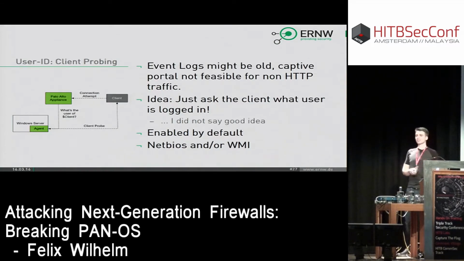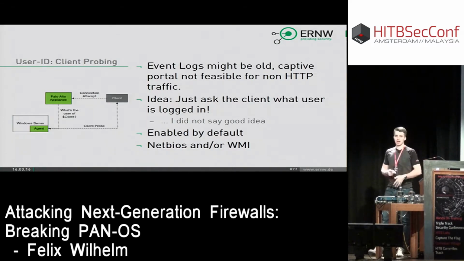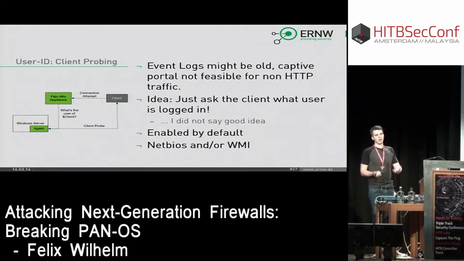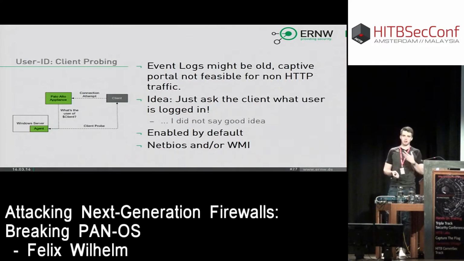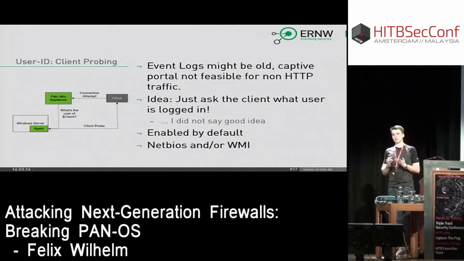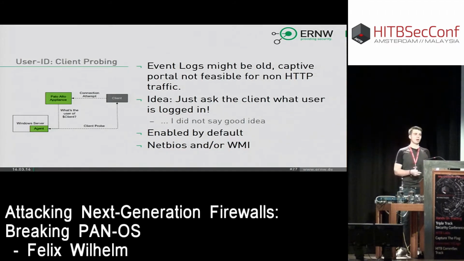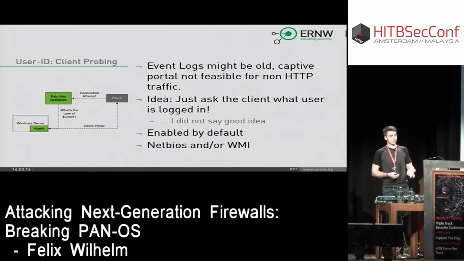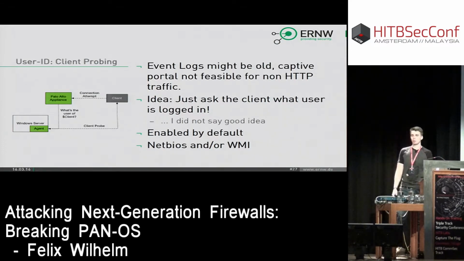So I didn't say that's a good idea because, as you can imagine, if the client isn't trusted, he can tell you any user ID he wants. And interestingly, this is enabled by default. It's not like this is a feature you have to enable. By default, every Palo Alto device that has user ID active on this interface will perform client probing against your client if you try to connect to any IP.